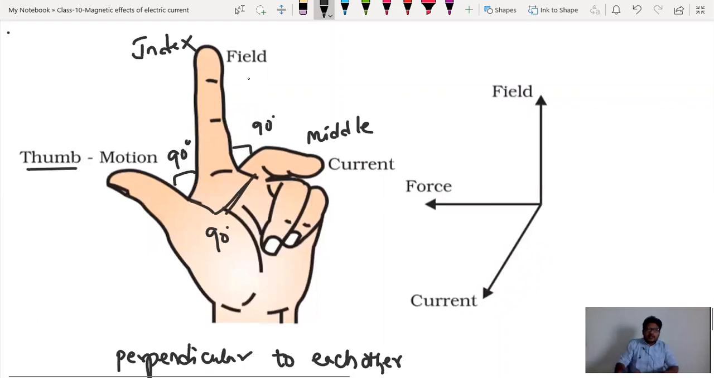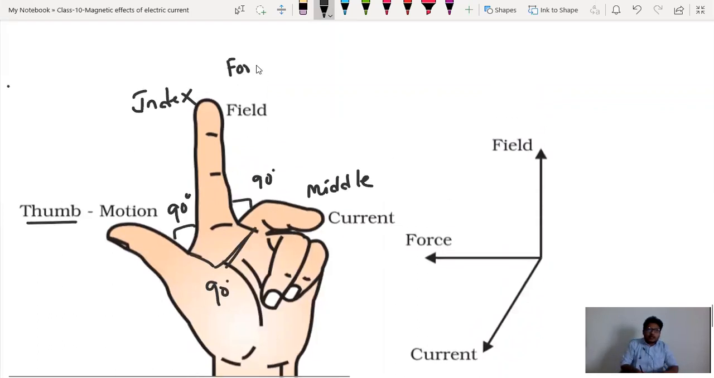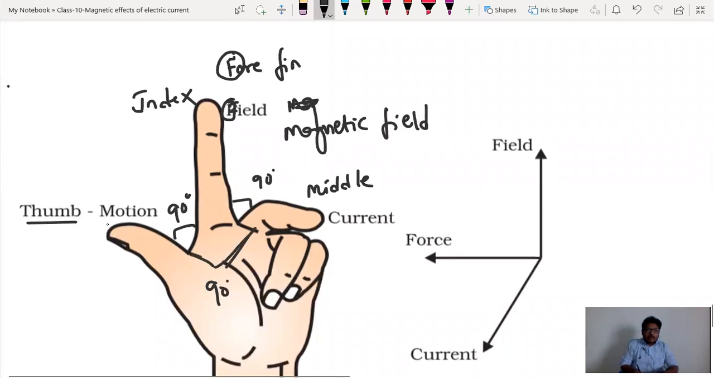You see, it is the index finger, or you can call it the forefinger, right? Forefinger, so for forefinger we have F. In magnetic field we have F. So always your index finger will indicate magnetic field, and this thumb will indicate motion, or force you can say, and this middle finger will indicate current passing through the conductor.